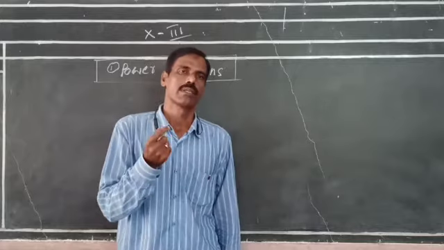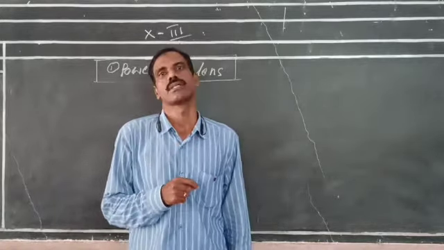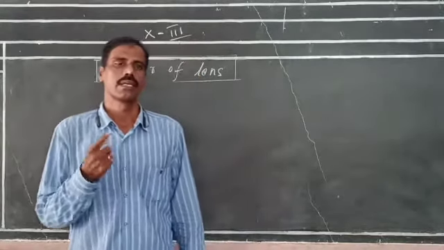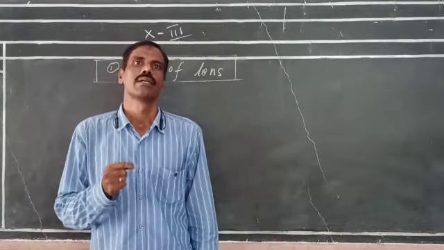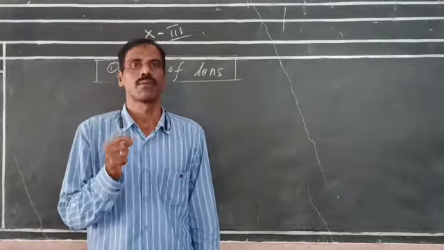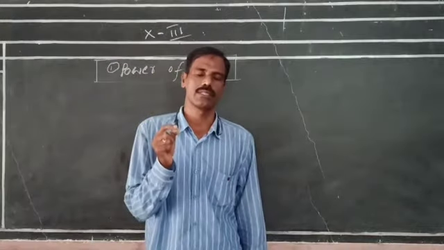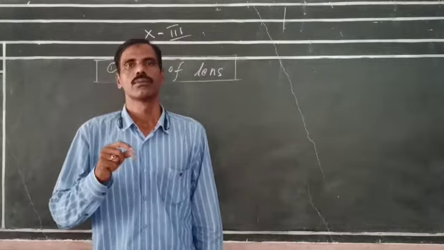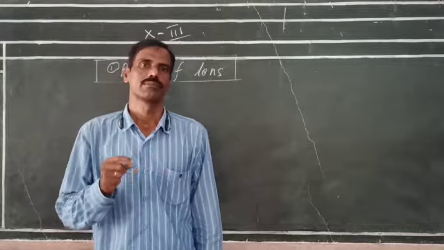So, when we approach an ophthalmologist, that is eye specialist, or any optician, they will give us lenses by saying a term, power of the lens. So power of the lens is used generally by the opticians to indicate the lens power.